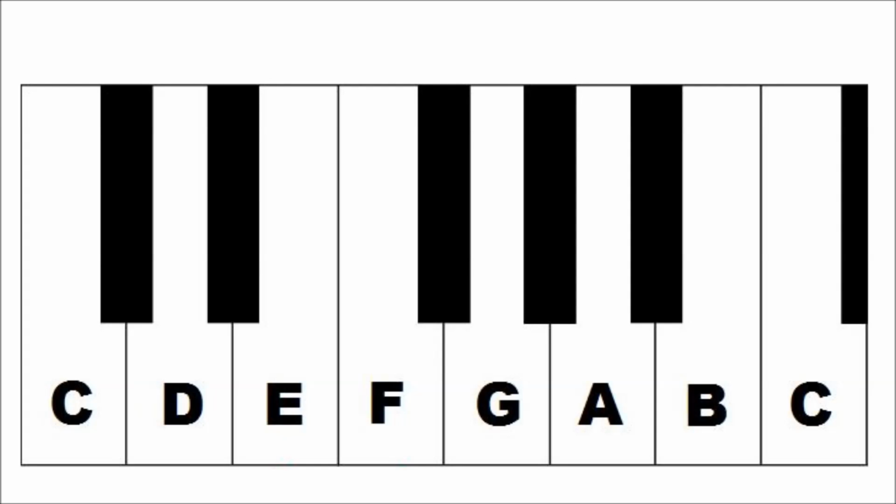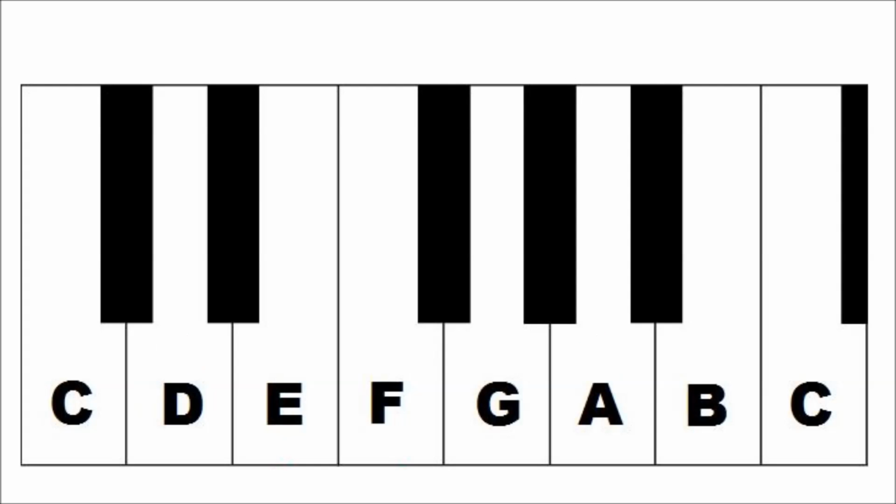For example, let's start on D. We can skip the note E, play F, then skip the note G, and play A. There we have it, a triad chord. This is actually a D minor chord.